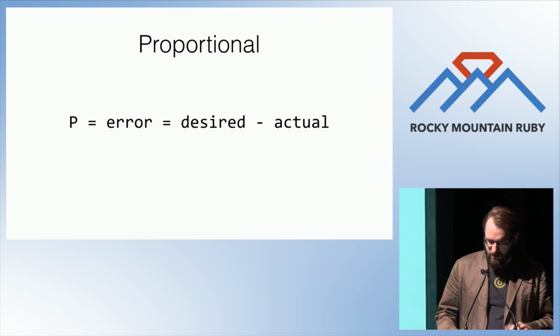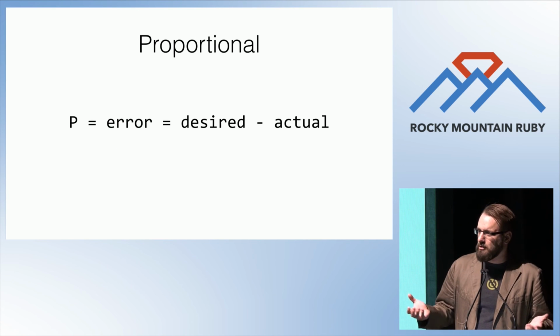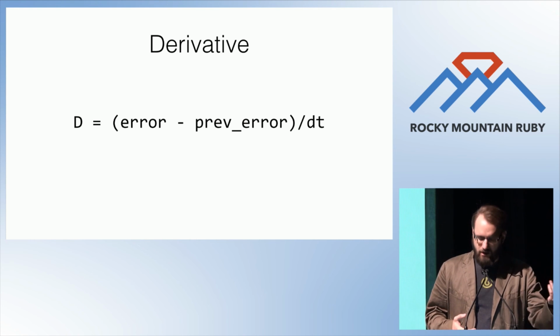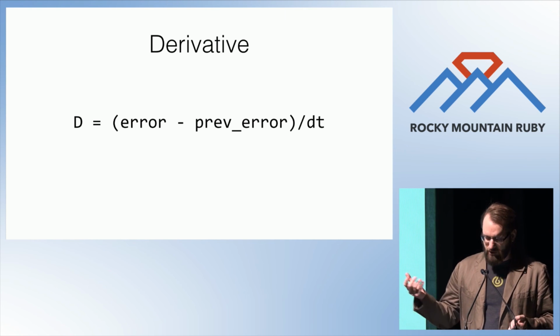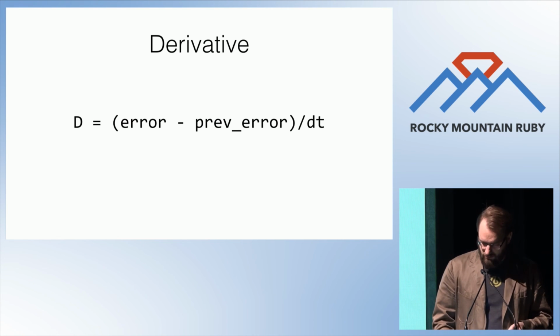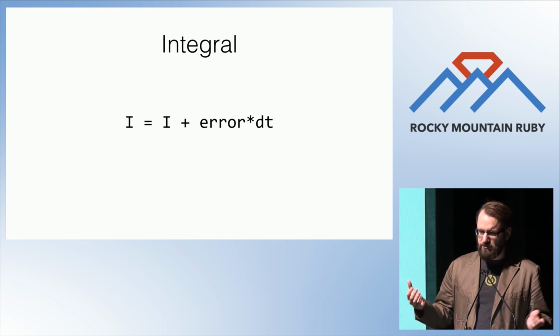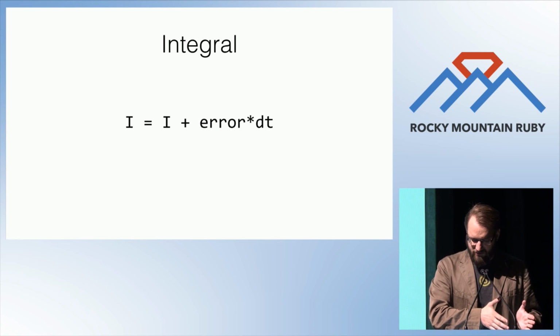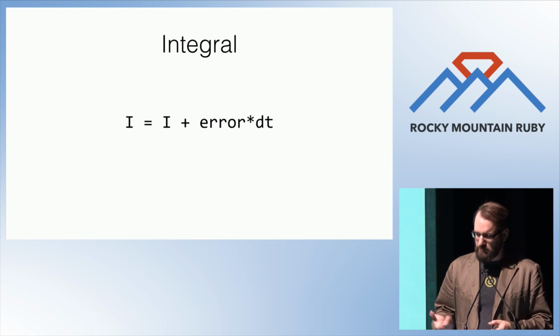And so we take that error and we say, all right, that's a proportional term. The next one that we look at is the derivative term. We just take that error, subtract the previous error, divide by time. Again, this is a simplified derivative. And then integral, we just kind of accumulate the error that we had since we turned the thing on. So we just take the previous integral and then add the error times the time.